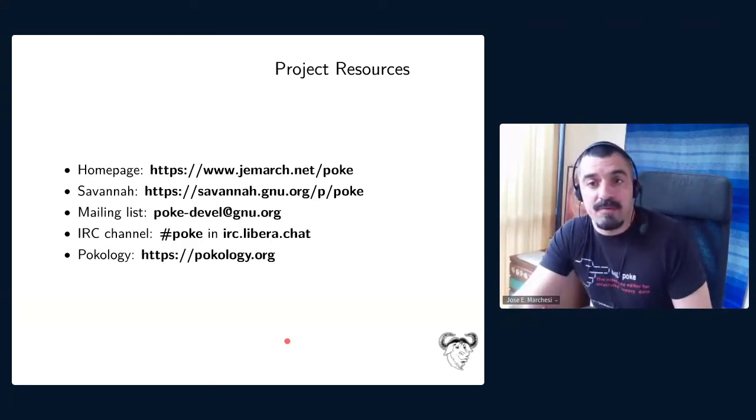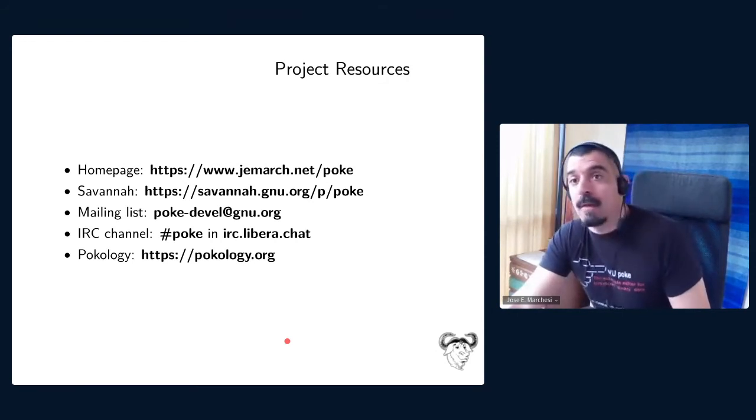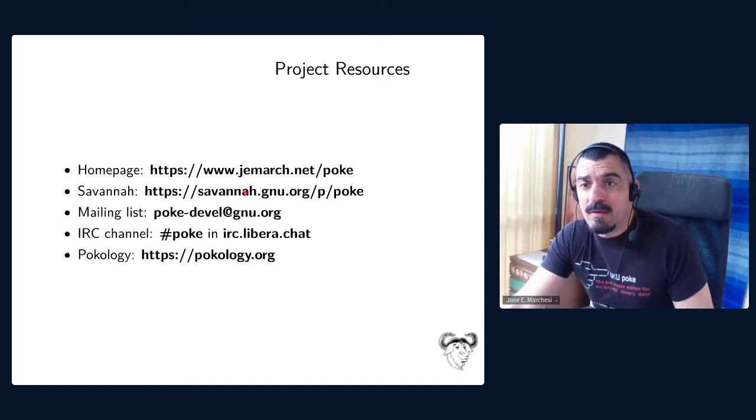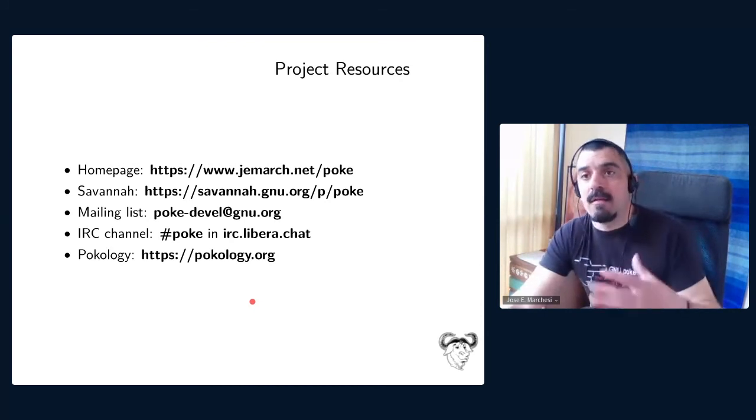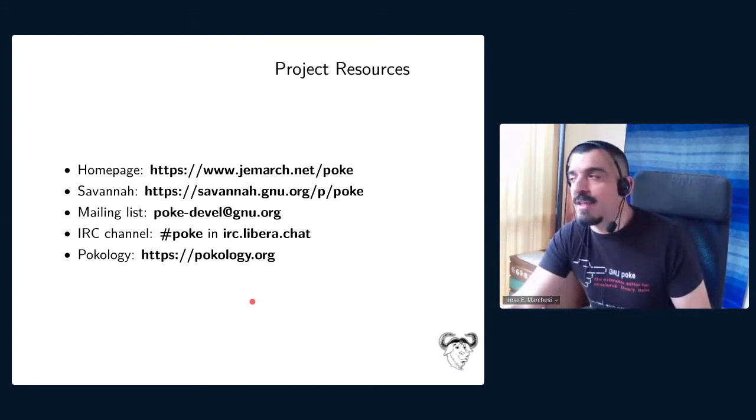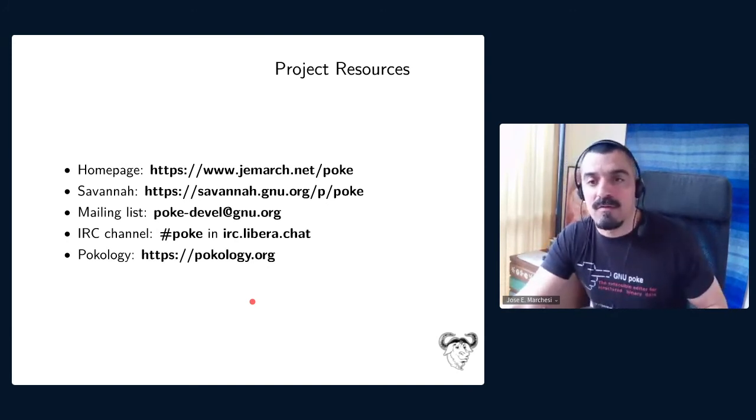Then those are the project resources. If you are interested, if you like what you saw, I'm not talking about me, about the program, go to our homepage. Obviously, the development resources are in savannah.gnu.org because this is a GNU program. We have a development mailing list. All the development is done there. So please subscribe if you are interested. And we have a channel, poke, on IRC, in libera.chat. And also, there is a community-driven website called Pokology, where we have practical information. I like to think of it as the Emacs wiki of poke, sort of.